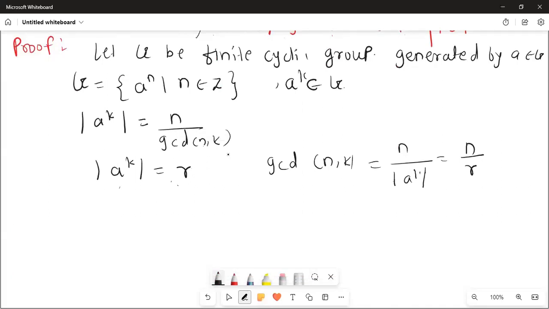That means the order of an element of G divides the order of the group G. That means order of A divides order of G. N means order of A, which divides R. R, that means order of G.